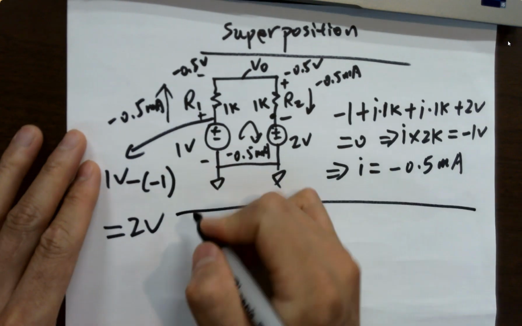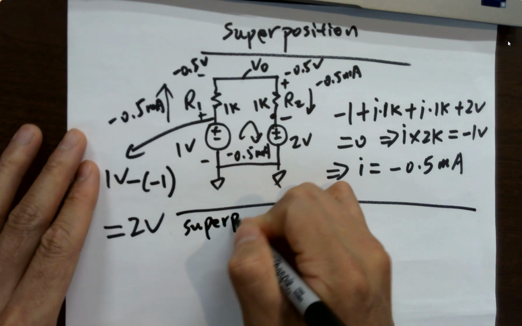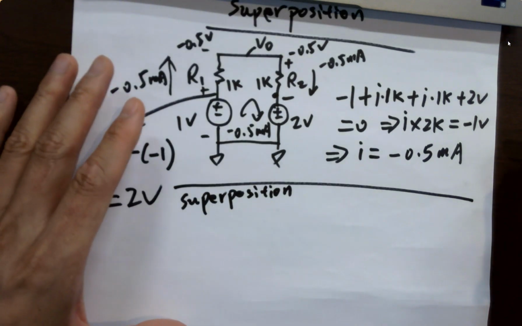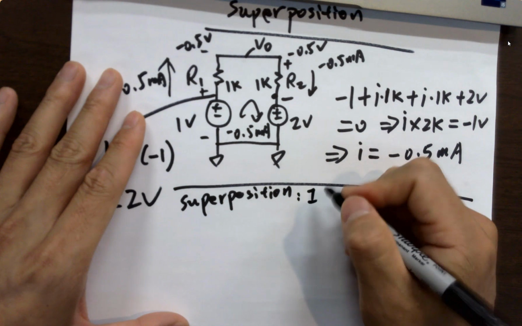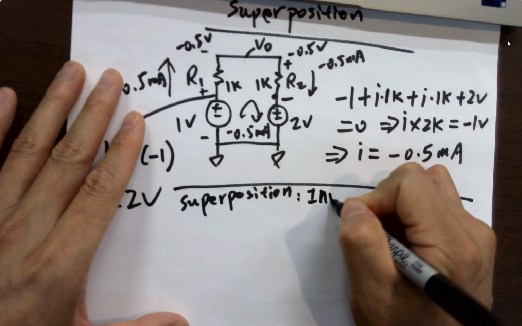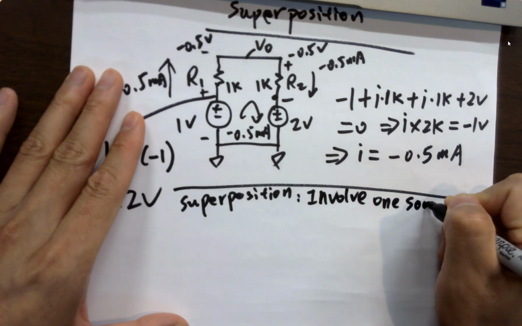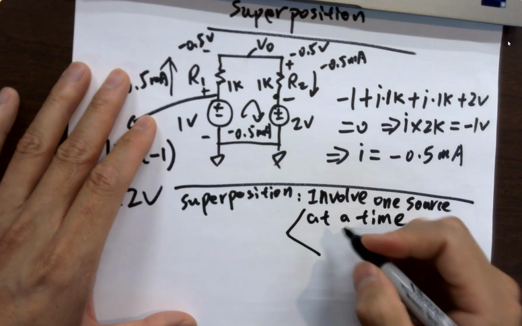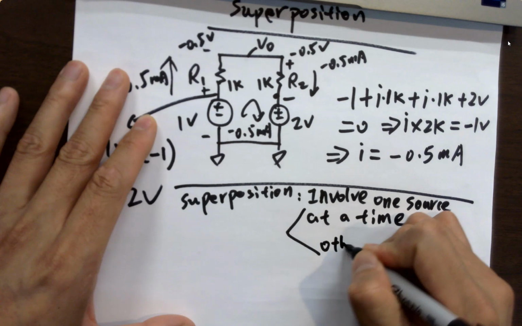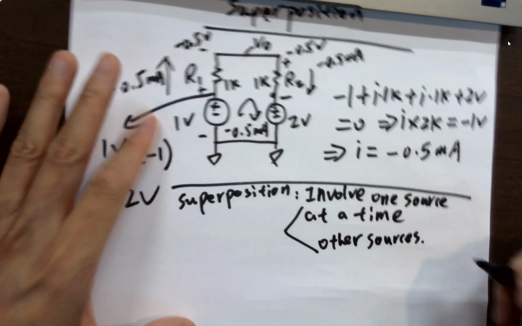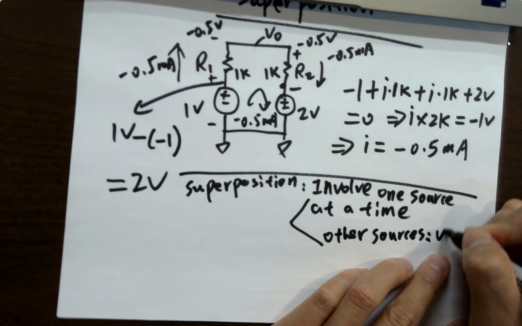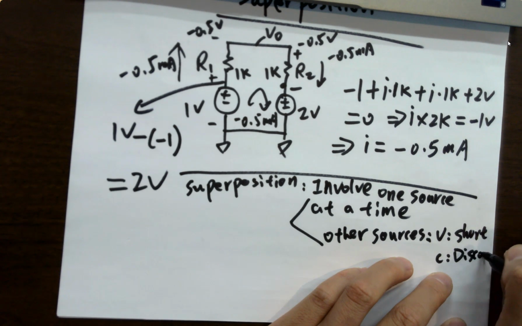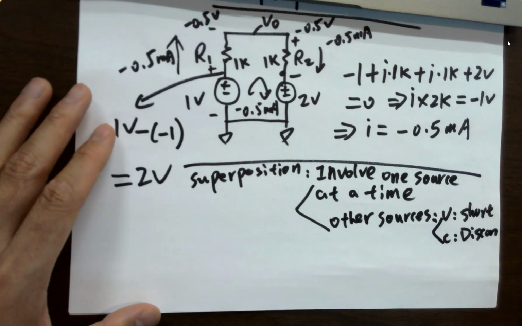If you use superposition, you involve one source at a time. Or engage, whatever. Let's use involve. One source at a time. That's step 1. And step 2, for other sources, for a voltage source, you short it. For a current source, you disconnect it. That's how we use superposition.